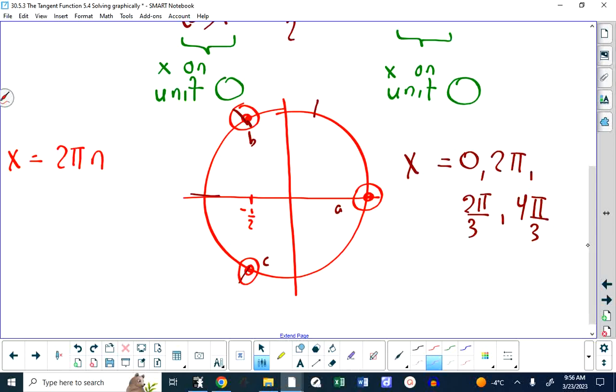And you could say multiples of 2 pi over 3. And you could say multiples of 4 pi over 3. Again, for all of this, where n is an element of the integer number set.